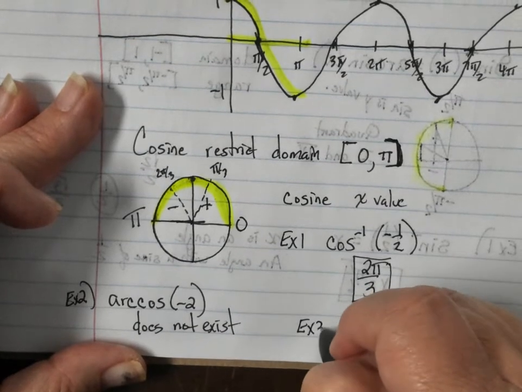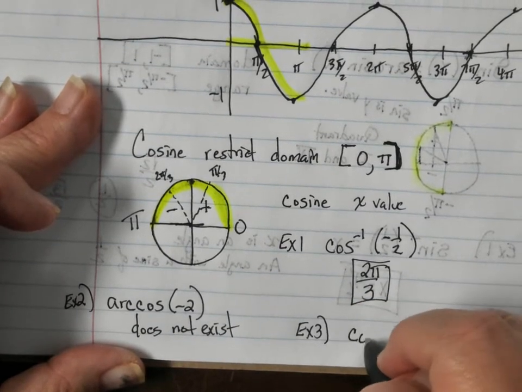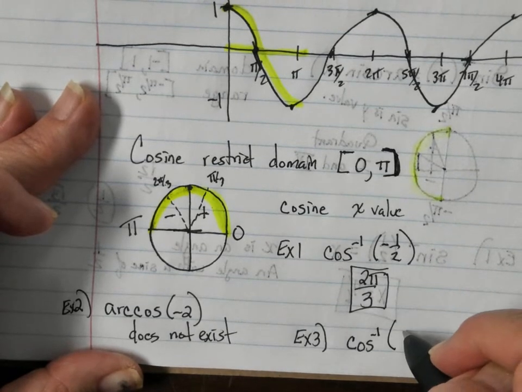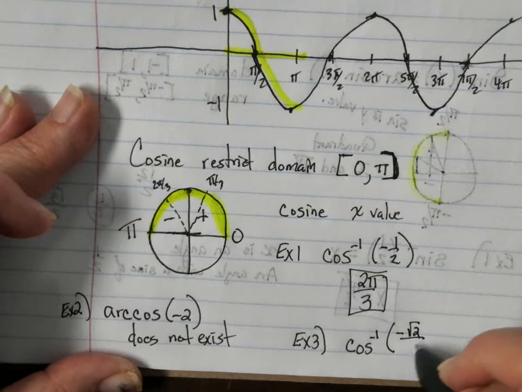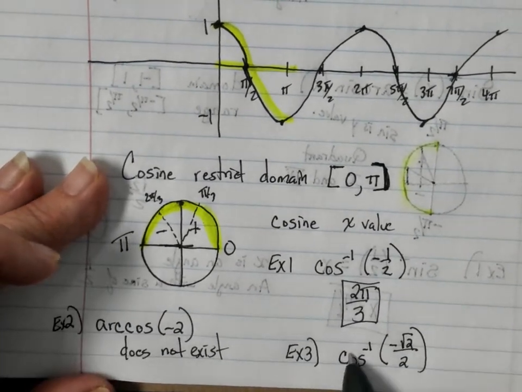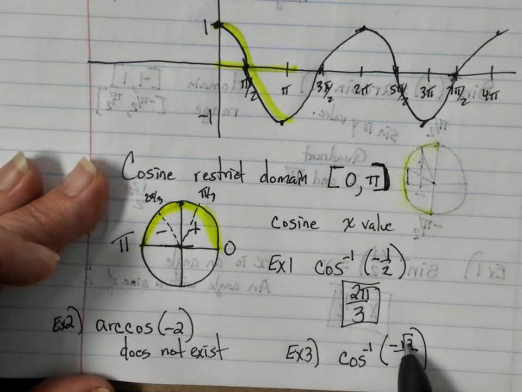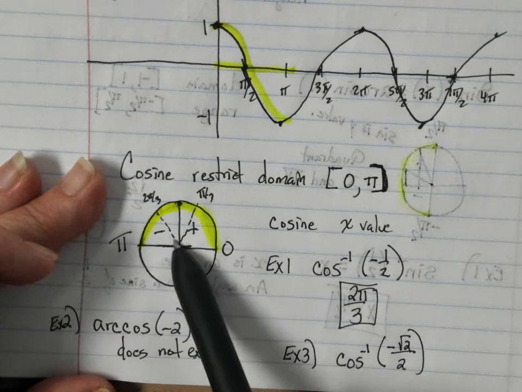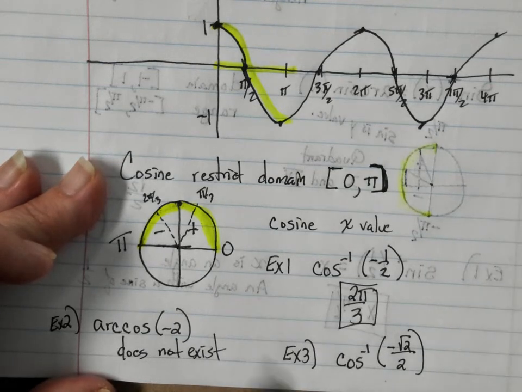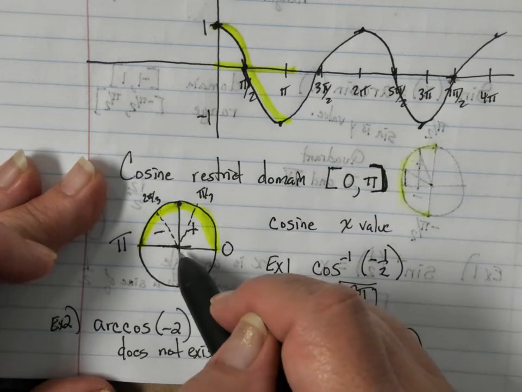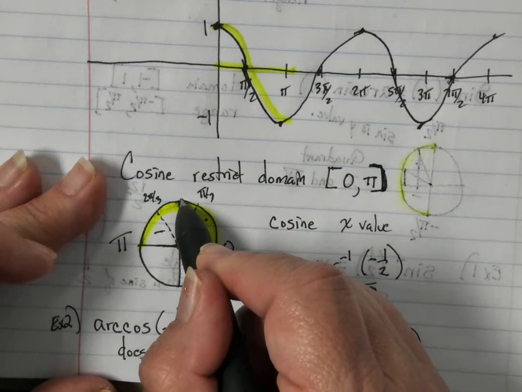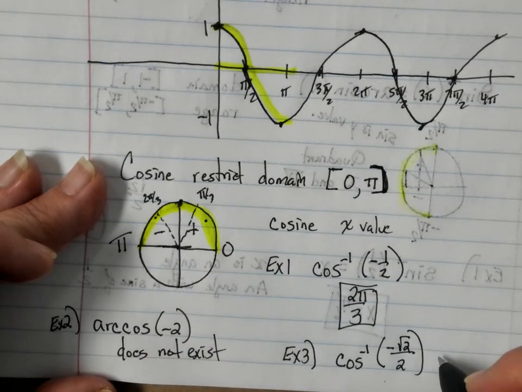Alright, example 3 on cosine. What if I wanted the inverse cosine of negative square root of 2 over 2? I want the angle whose cosine is negative, so it's going to be over here in the second quadrant. Square root of 2 over 2, that's my multiples of 4 on my denominator. So I know this is pi over 4. 2 pi over 4 is pi over 2, so that's 3 pi over 4.